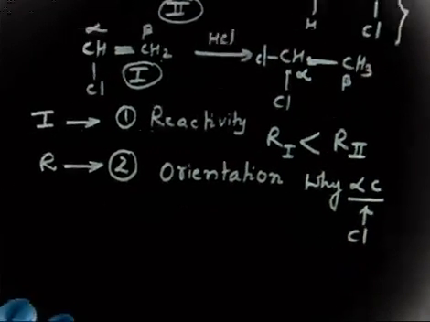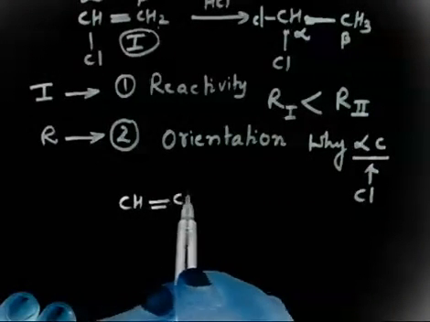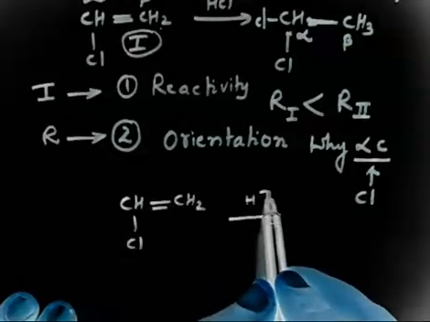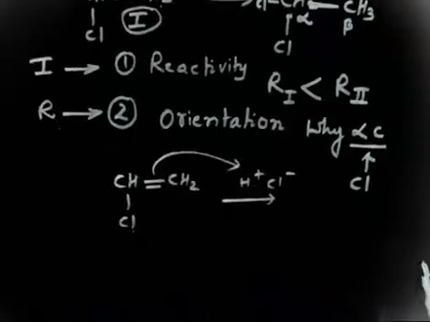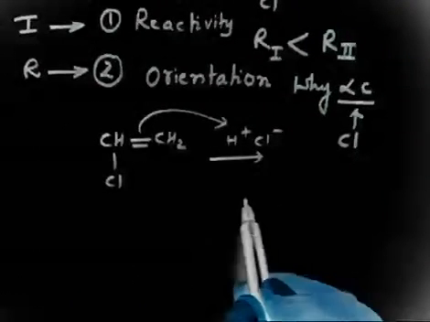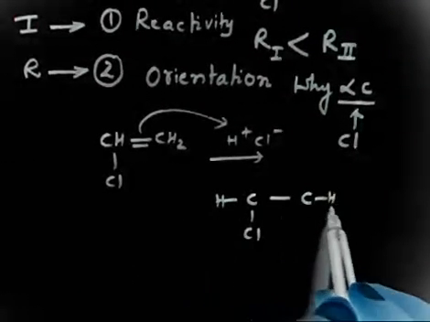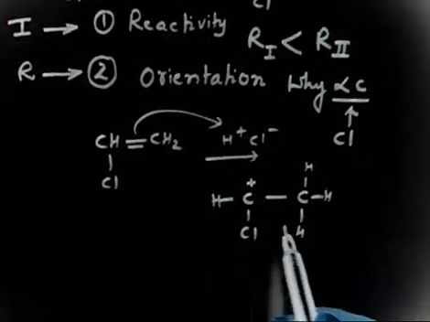Okay, let us discuss. So we have CH double bond CH2Cl. If I add H plus, the first step is H plus, Cl minus, so this goes here. Now if I add H plus here, I will have CH, Cl, CH2 and H plus. I am adding H plus, so a carbocation I am forming here.